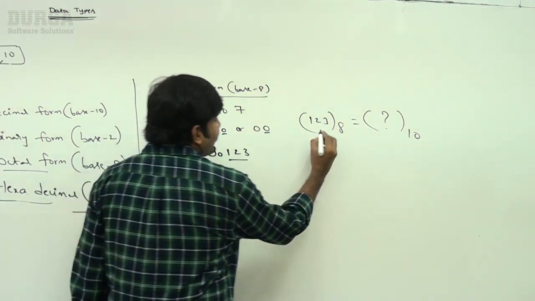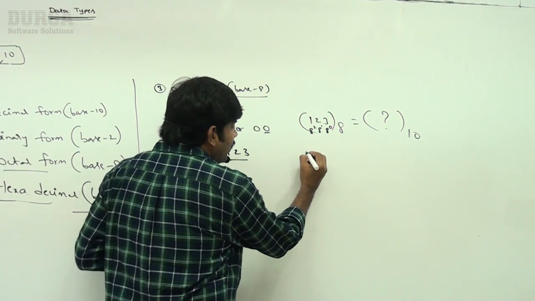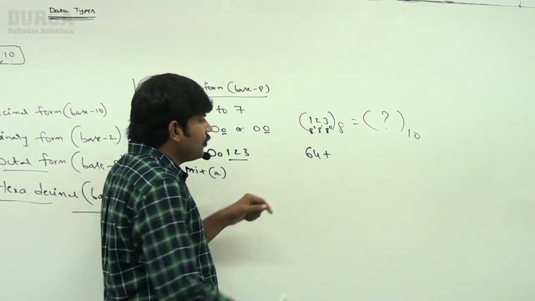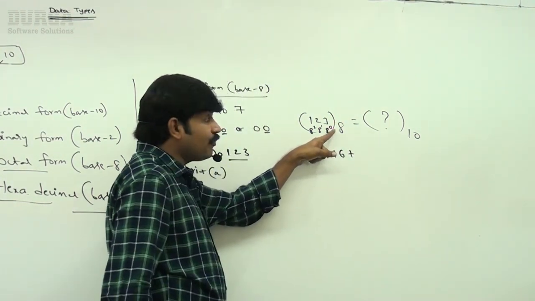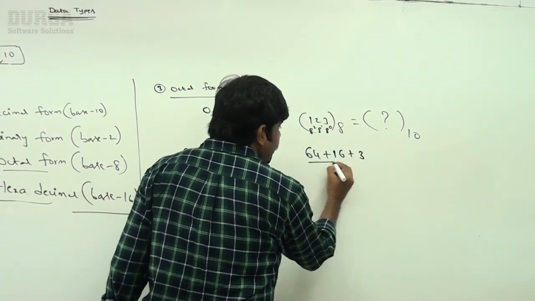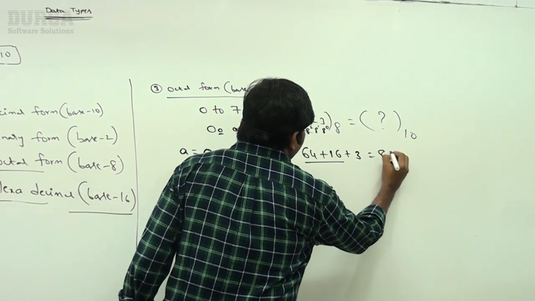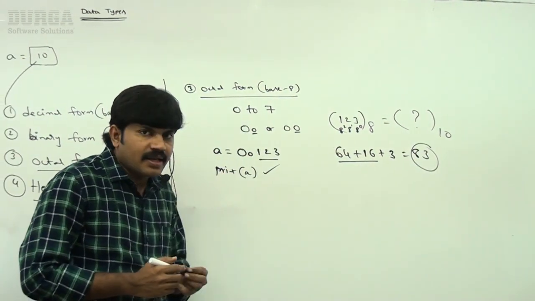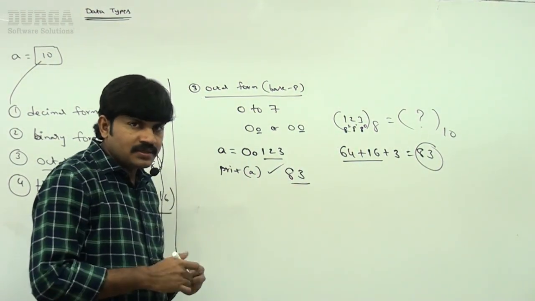Okay, now 3, 8 power 0, 8 power 1, 8 square. So 1 into 8 square means 64. 2 into 8 means, sir, 16. 3 into 8 power 0, 8 power 0 is 1, 3 into 1 means 3. Okay, 64 plus 16 is 80, 80 plus 3, the value will become 83. That's all. Perfectly, sir, it is treated as an octal number. If I print the value we are going to get 83.